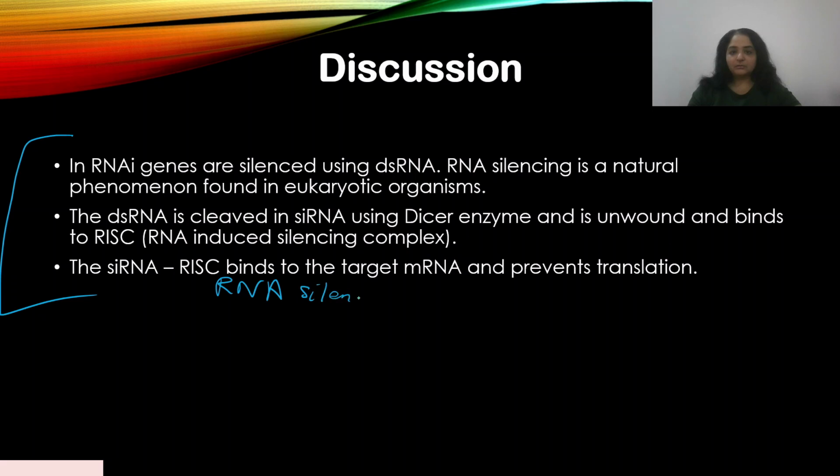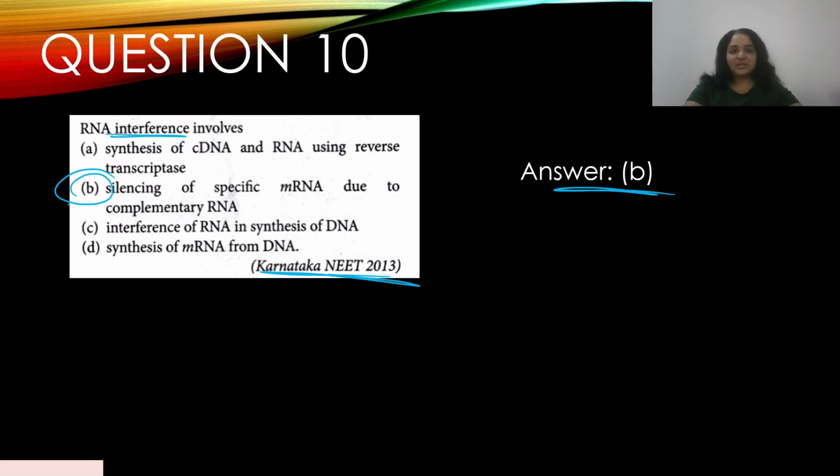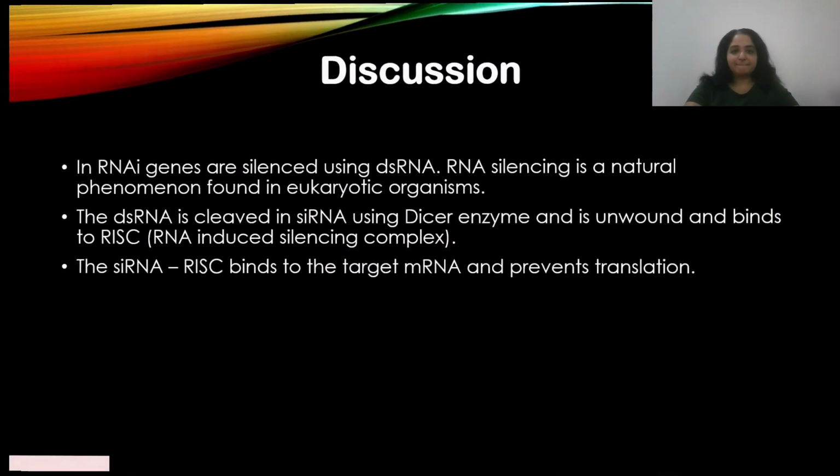So you can go back and watch that part of the video again. Just to brief you, yes, it is a natural phenomenon. The double-stranded RNA is cleaved into small interfering RNA, and then that is unwound, and RISC, another enzyme, the RNA induced silencing complex, then attaches itself to the mRNA, thus disabling the mRNA from translating into the protein. This is basically a summary of what I have just explained earlier. But to answer your question, it's option B.